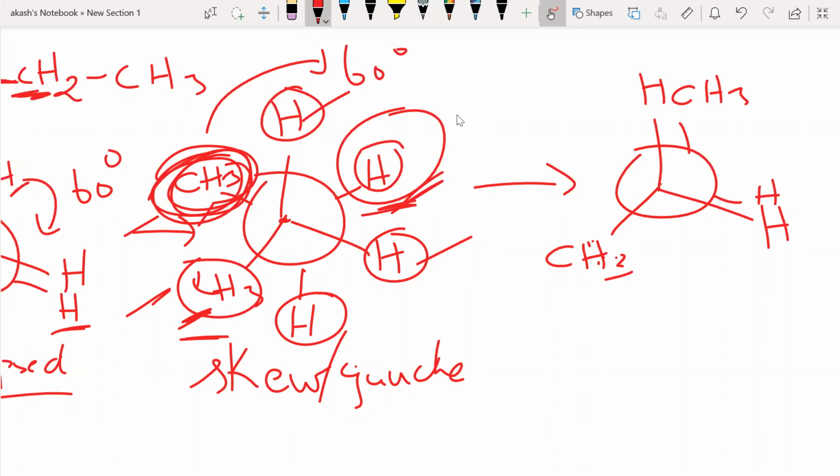Right. And this hydrogen atom which I had here would have come here. Yes or no? 60 degrees. Just think about it. The 60 degrees means that this H would have come to this position. Again, this H would have come to this position. That's what would have happened. 60 degrees.